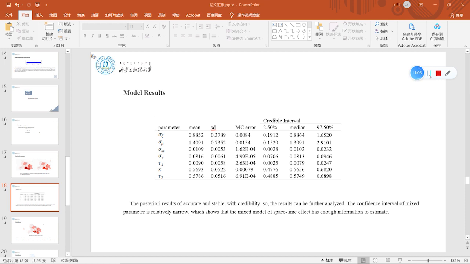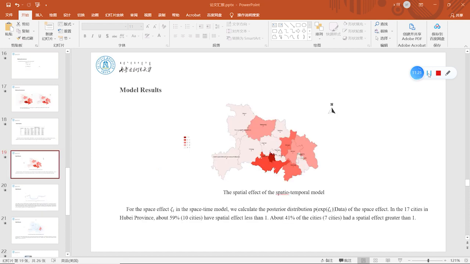This is the experimental result of the spatial temporal model. The posterior results are accurate and stable with credibility. For the space effect zeta i in the space-time model, we calculate a posterior distribution of the space effect. In 17 cities in Hubei province, about 59 cities had spatial effect less than 1. About 14 of the cities had a spatial effect greater than 1.